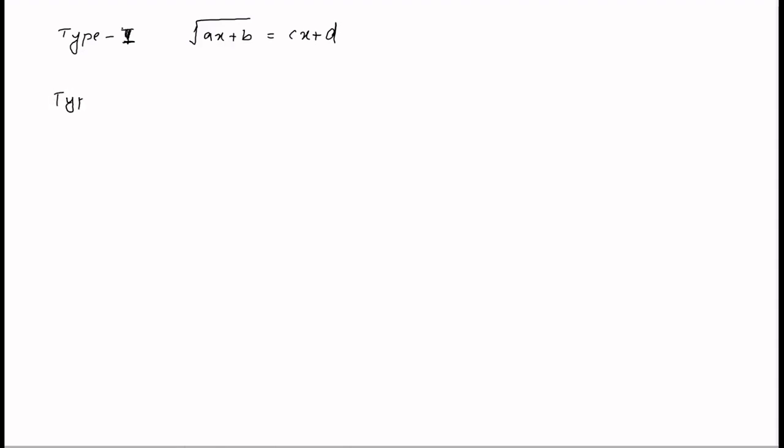Type 2 are the radical equations which have more than one radical. That radical appears 2, 3, or any number of times. So the general form of type 2 is x plus a, square root of x plus b is equal to square root of x plus c. That is the second type.